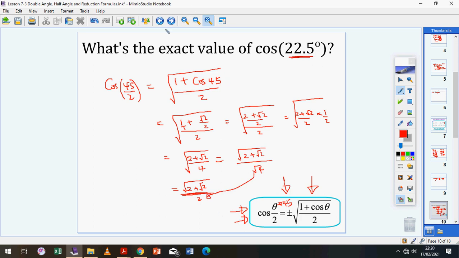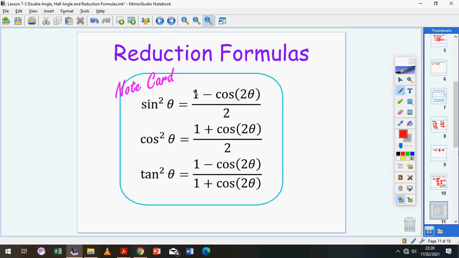Okay, still from the double angle formulas, we have what we call the reduction formulas. Reduction formulas means that if I have a high power of a sine or cosine or tangent function, I can express it in terms of the double angle formula for cosine. Now, again, you can just go to the double angle formula for cosine and make sine the subject. This is what you'll come up with.